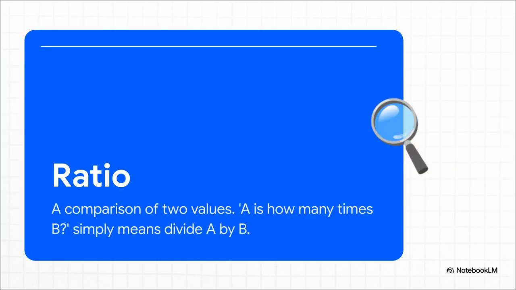And the last core tool for our kit is ratios. Now, the wording on these questions can sometimes sound really formal and scary, but don't let it fool you. 9 times out of 10, when a question asks something like, production in year A was how many times the production in year B, it's just a fancy way of telling you to do one thing: divide A by B. That's it. It's just a division problem in disguise.